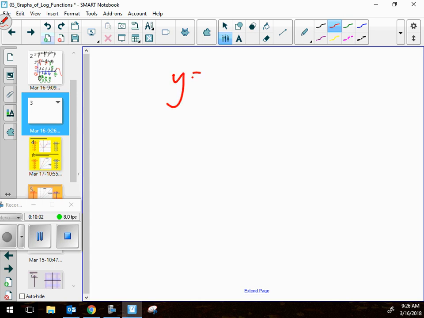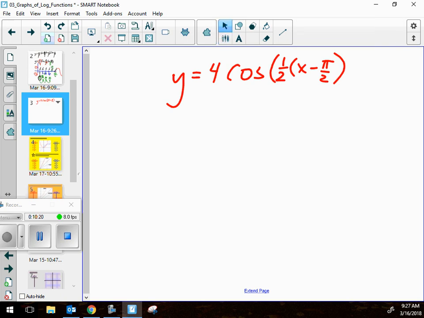Okay, y equals 4 cosine, that'll make you graph a different parent, of 1/2 x minus pi over 2. There. That's about as much as we could possibly do to you on a test. It's got the amplitude change in the front, which is the easy part. And then it's got this, which makes you renumber everything. And then last but not least, it's got a shift here.